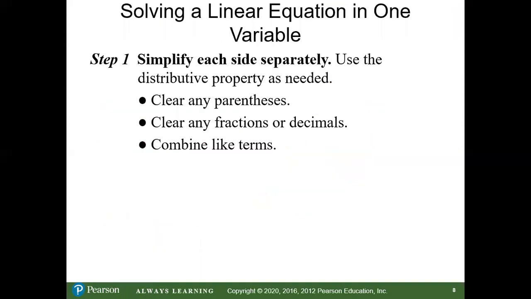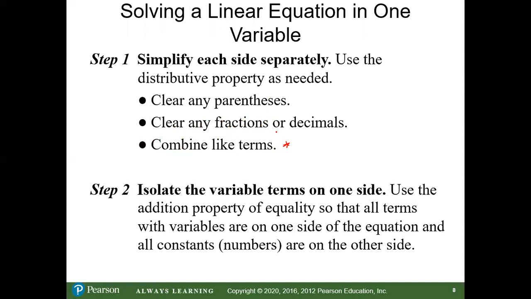All right, so steps for solving a linear equation in one variable. Number 1, simplify each side separately. That's what I talked about by clearing any parentheses, getting rid of any fractions or decimals, and combining like terms. So in that previous example that we just did, we only did this step. We didn't have any parentheses to worry about, no fractions, no decimals, none of that stuff.